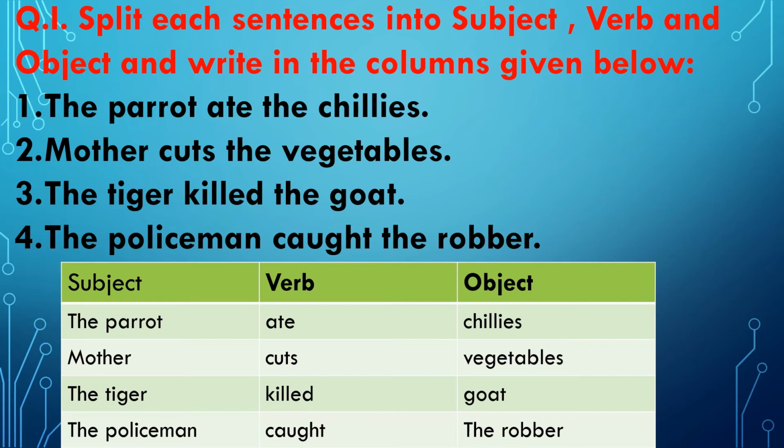Third, "The tiger killed the goat." The subject over here is the tiger. What action or verb has he done? Killed. The object over here is goat. Fourth, "The policeman caught the robber." The subject over here is the policeman. The action or verb done by the policeman is caught. The object is the robber.